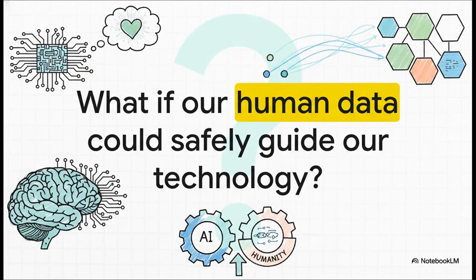So let's start with a big question. What if the technologies we're building, these incredibly powerful systems, didn't just optimize for numbers and metrics, but for actual human well-being? That's the core idea we're exploring here. How do we close that massive gap between powerful AI and the very human world it's supposed to be serving?